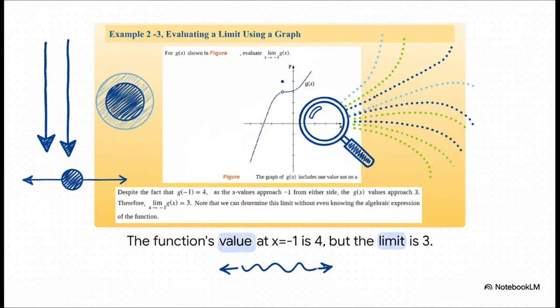And this slide right here is just a perfect illustration of that difference. Look really closely. At x equals -1, the function's actual value is 4. That's what the solid blue dot tells us. But if you trace the curve with your finger from either side, where are you headed? You're clearly approaching a height of 3. So the limit is 3, even though the function's actual value is 4. They can absolutely be different.